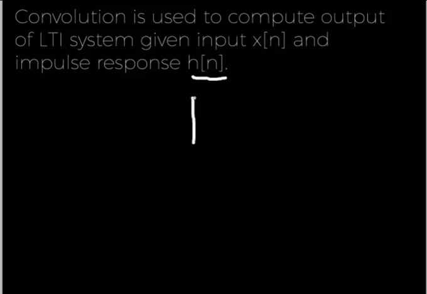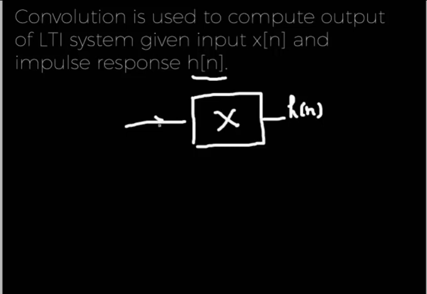It is going to be the response of the system. You'll get h of n at the output of some system, let us say this system, if it is subjected to a unit impulse input. So h of n is obtained from a system when an impulse is given as input.